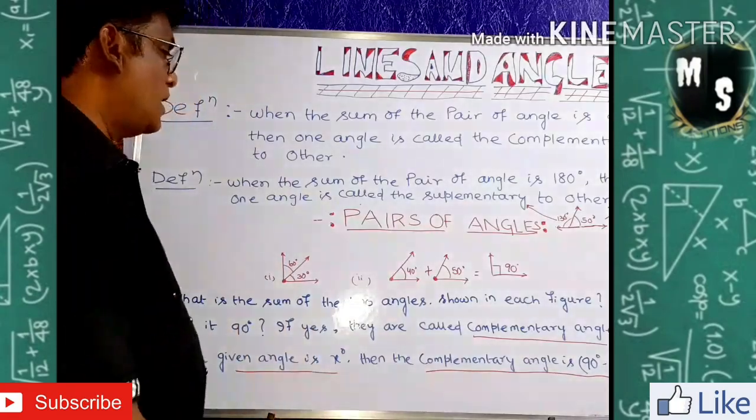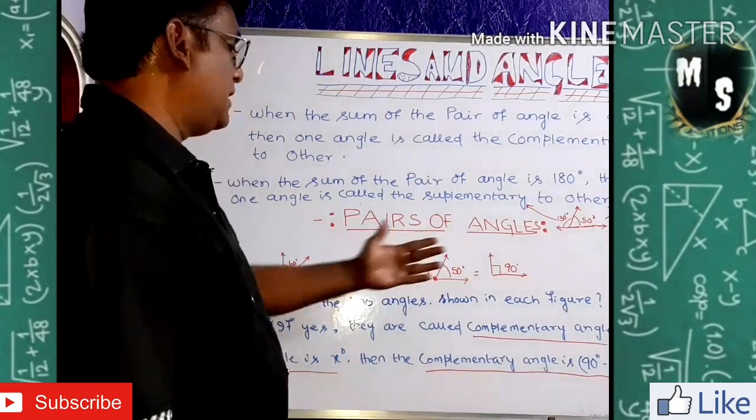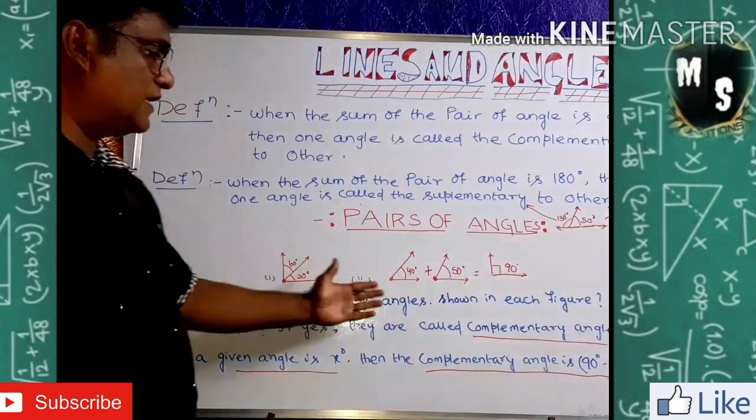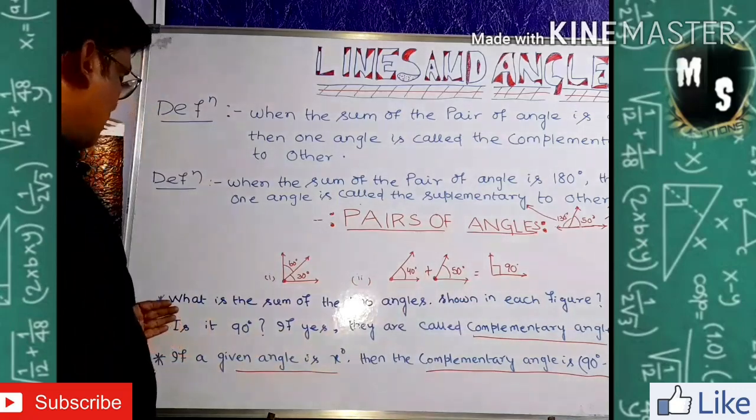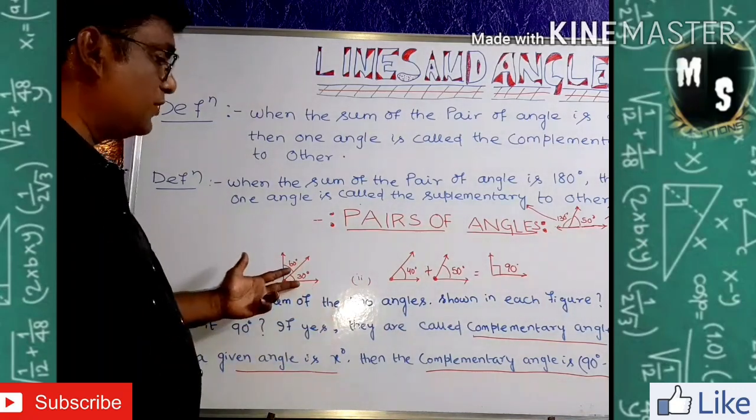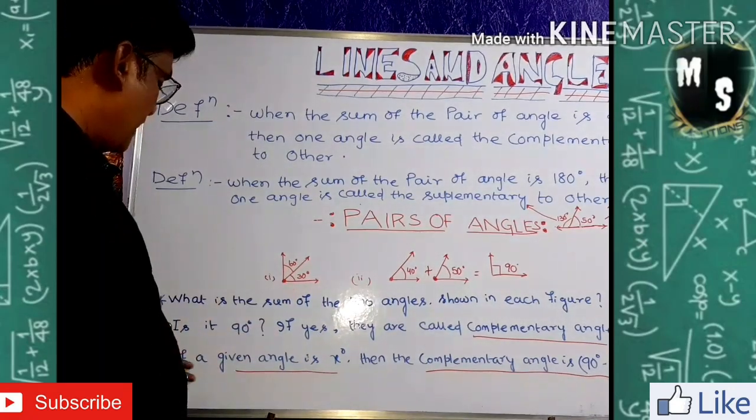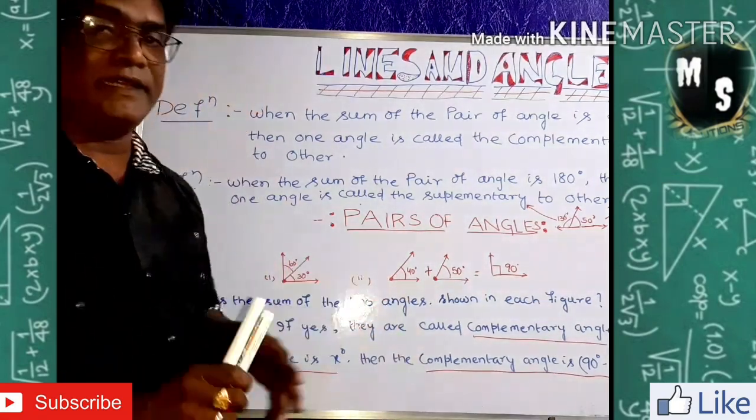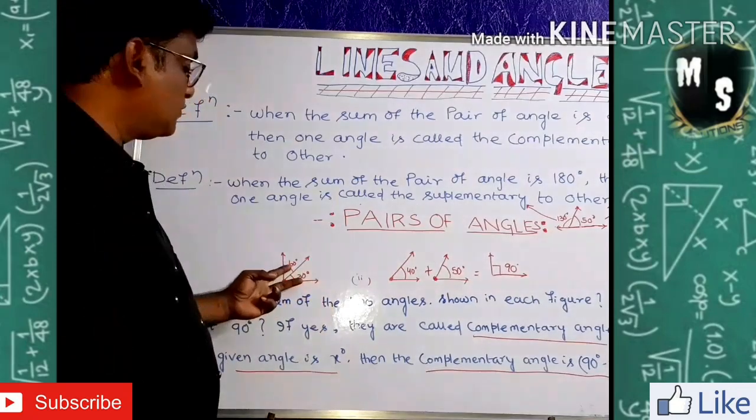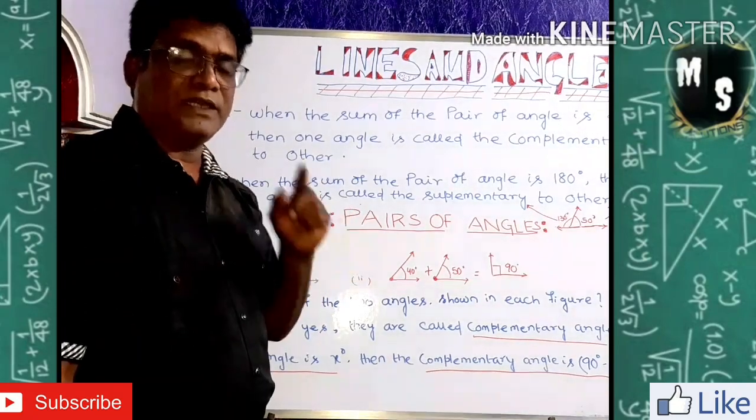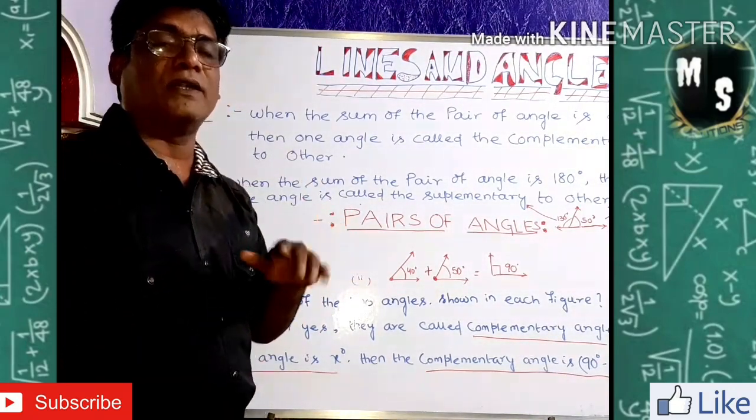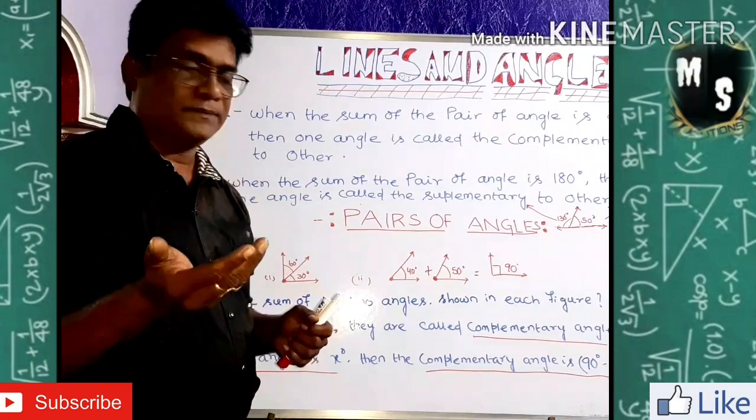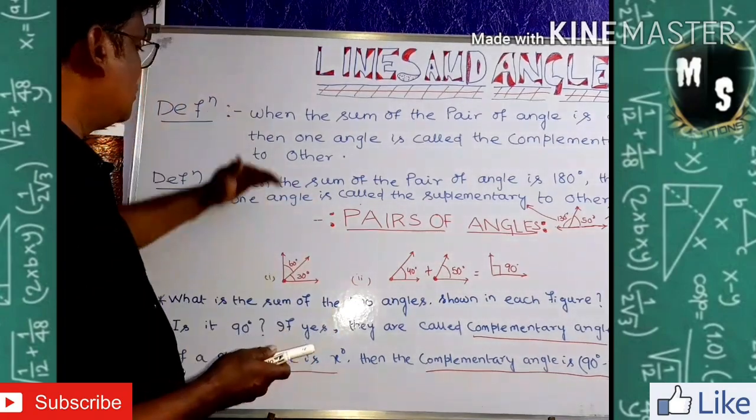Now you see the pair of angles I already explained. Here the figures are given. What is the sum of these two angles? It is giving you 90 degrees. So if a given angle is x degrees, then the complementary of this angle will be 90 minus x. That means the sum of the two angles must be 90 degrees, a right angle. Then one angle is called the complementary of the other. Clear?